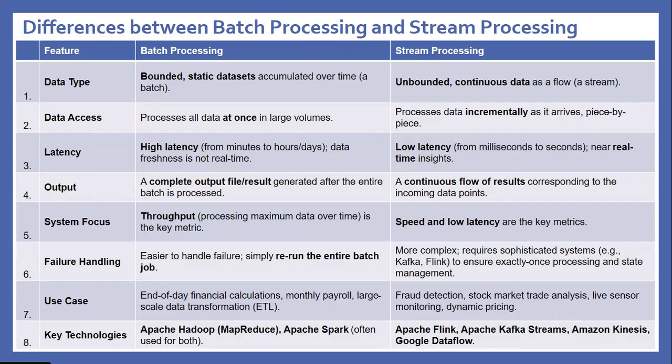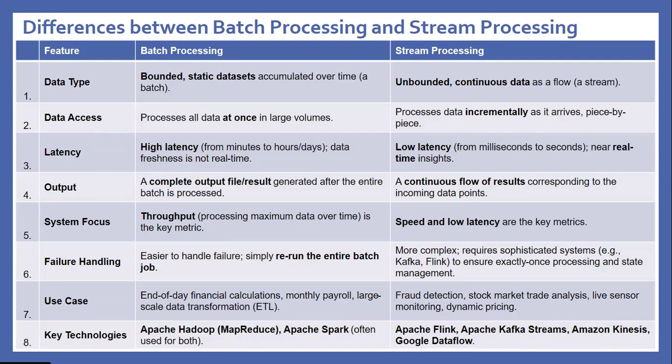System focus: batch processing, throughput, processing maximum data over time, is the key metric. Stream processing, speed and low latency are the key metrics. Failure handling: batch processing is easier to handle failure, simply rerun the entire batch job. Stream processing is more complex, requires a sophisticated system, for example Kafka, Flink, to ensure exactly once processing and state management.